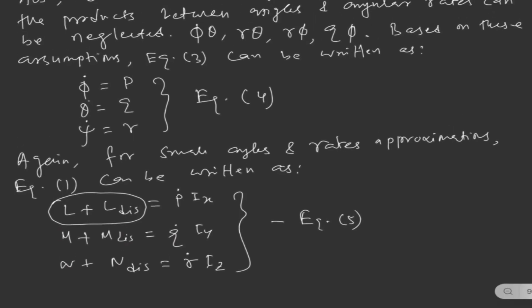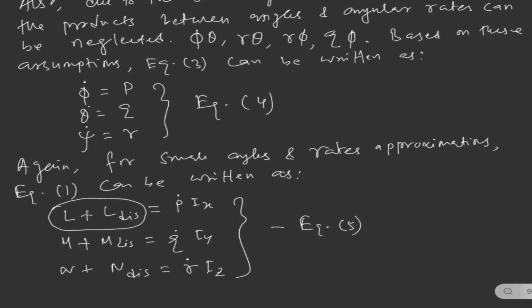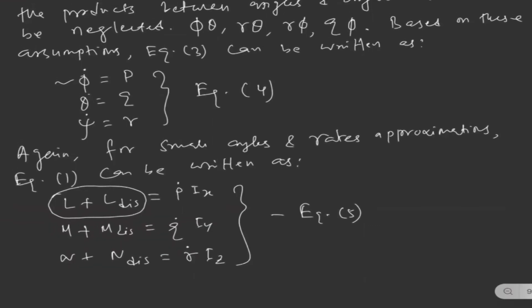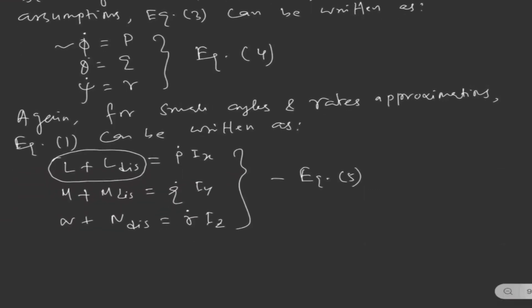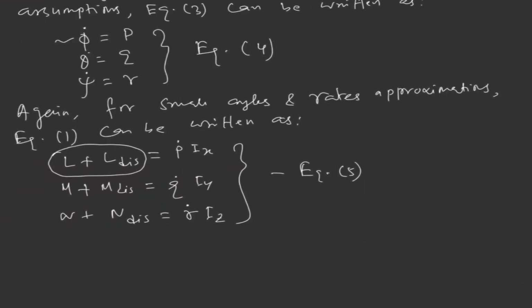If you notice, from equation 4, phi dot equal to p. So p dot we can write as phi double dot. In place of p dot, we can write phi double dot. And similarly, in place of q dot, we can write theta double dot. In place of r dot, we can write psi double dot.